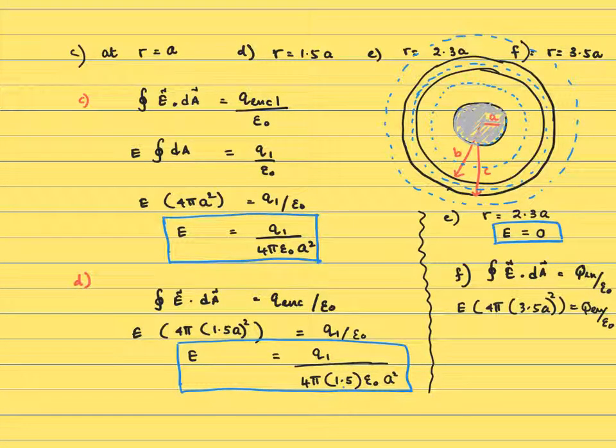Now here you have a place where you need to be careful in finding Q enclosed. At this point, Q enclosed equals Q1 plus Q2, but if you check, you will see that Q2 is minus Q1. As a result, you have an enclosed Q equal to 0. So the electric field outside this system, the shell and the solid sphere, is also 0.